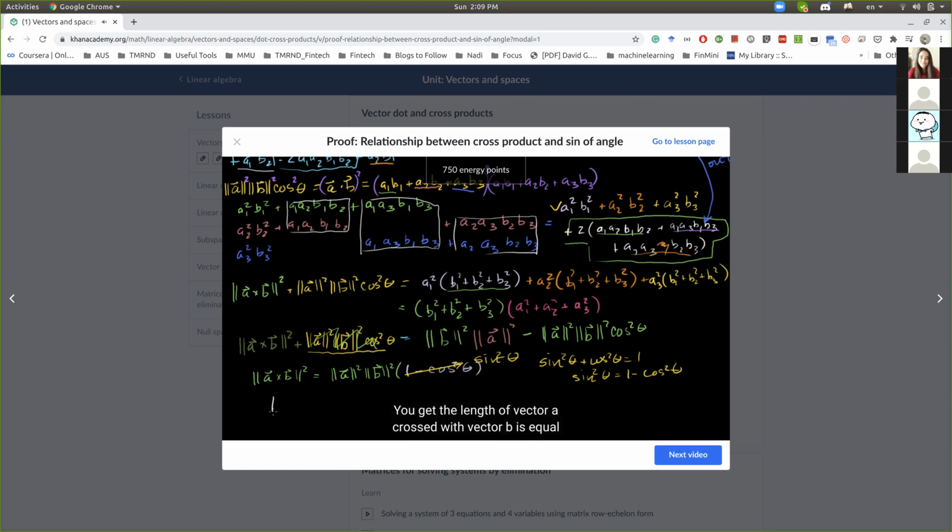You get the length of vector A crossed with vector B is equal to the length of vector A times the length of vector B times the sine of the angle between them. I just took the square root of both sides of this, and we finally get our result. I never thought I would get here. And so hopefully you're satisfied. You never have to take this as a leap of faith anymore. And I'm going to stop recording this video before I make a careless mistake or the power goes out, which would ruin everything.